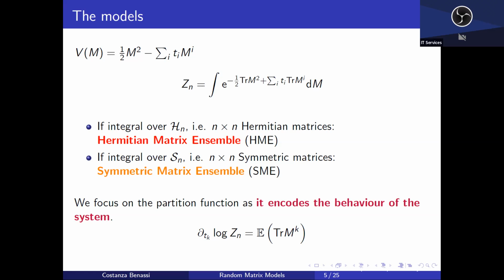And of course, what do I have here? Well, it depends on which set of matrices I'm looking at, right? So in particular, we'll be interested in the HME, which is the set of all n times n Hermitian matrices. And these will be based on work in collaboration with Antonio Moro, who's over there. And we're also interested in what is called the SME, so the case where we're looking at symmetric matrices. And this is based on joint work with Antonio and M. Dell'Atti, and they're both, again, in the room.